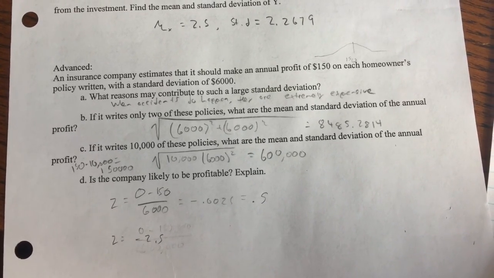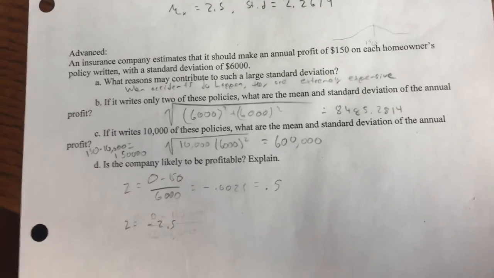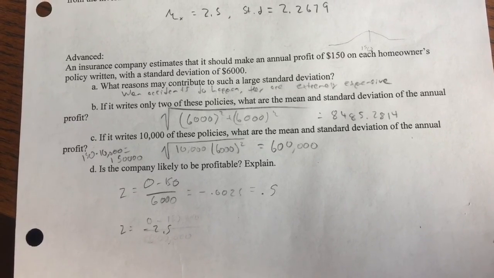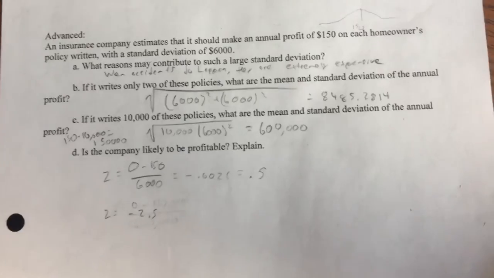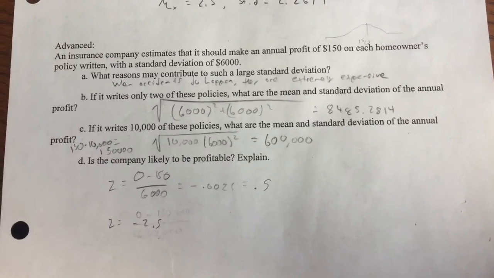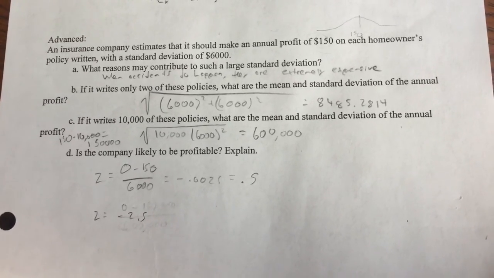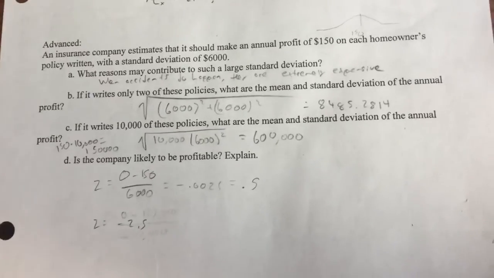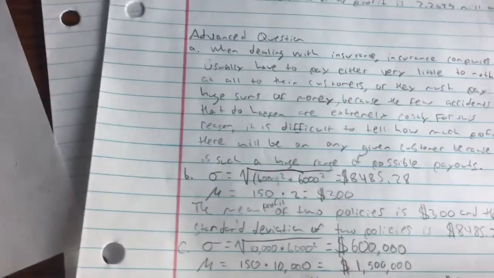The advanced question on the Quideo is now discussing an insurance company, and so we're given the annual profit of $150 that it should make, as well as the standard deviation. So our annual profit is expected to be $150, and our standard deviation is $6,000, which you'll notice is very large, especially relative to the expected annual profit. So part A asks us what might contribute to this.